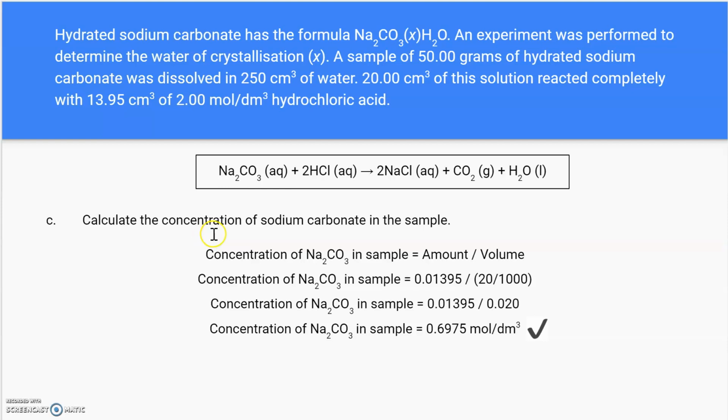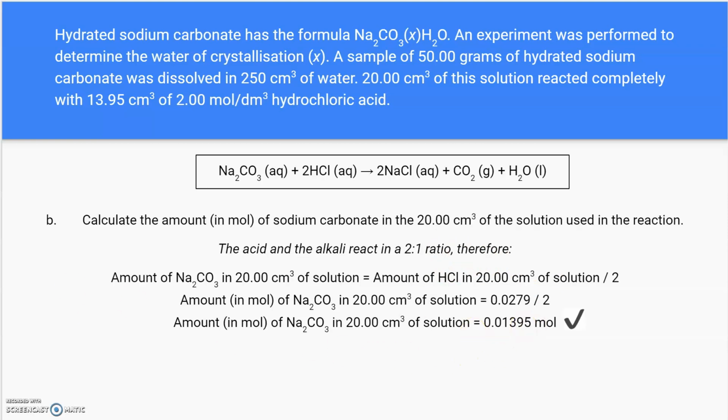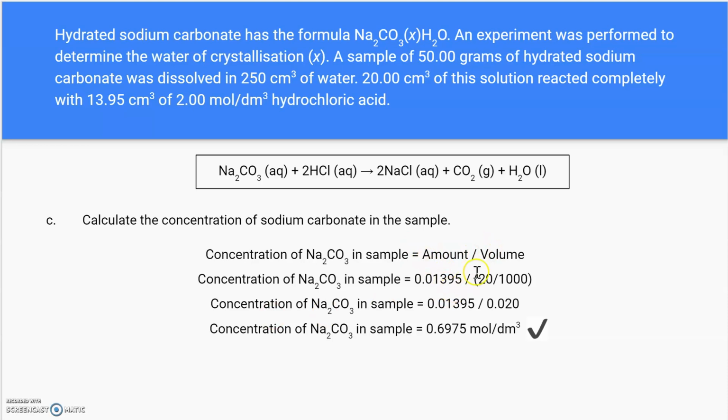Now, part C asks us to calculate the concentration of sodium carbonate in the sample. Again, we'll be using the essential equation of moles equals concentration times volume. However, we won't be solving for moles, we will be solving for concentration. So we will take the volume to the other side, and we'll get that concentration is equal to amount in moles divided by volume. Now, we're still calculating for the characteristics of this sodium carbonate, so we need its amount, and we calculated it in the previous exercise. So we take that amount in moles of sodium carbonate, and we divide it by the volume of the solution.